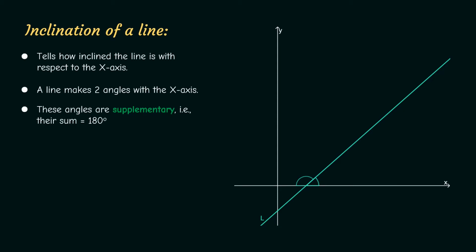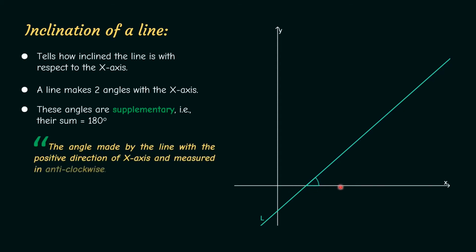Here, the inclination of the line refers to the angle made with the positive direction of the x-axis, that is, to the right-hand side of the line. So the inclination of a line can be defined as the angle made by the line with the positive direction of the x-axis and measured anti-clockwise. Anti-clockwise because we need the angle above the x-axis. The inclination of a line is denoted by theta, and theta will be between 0 and 180 degrees.